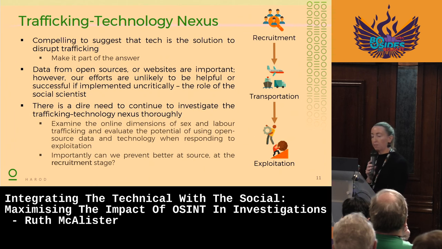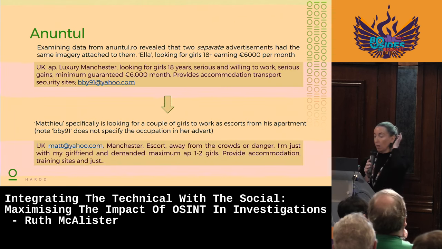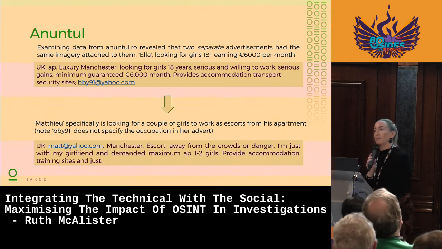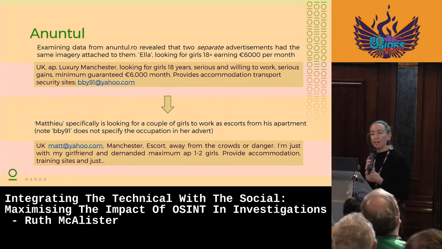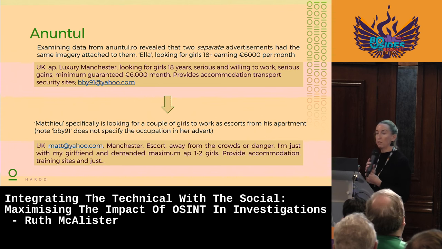So as a social scientist, I began looking at adverts myself, and I wanted to see what was suspicious. I have redacted the full email addresses, so this is not people's personal information on the screen. I was working within Romania at the time because Romania is a key source country for human trafficking into the UK and really has been in the NRM stats now for really quite a few years.